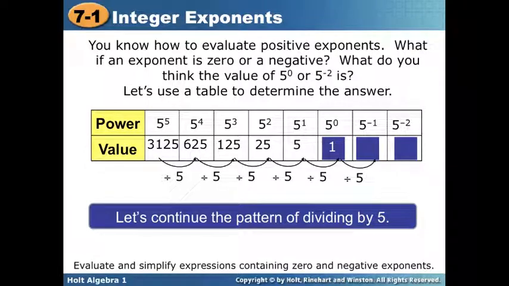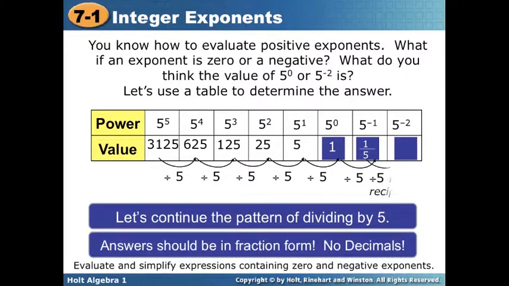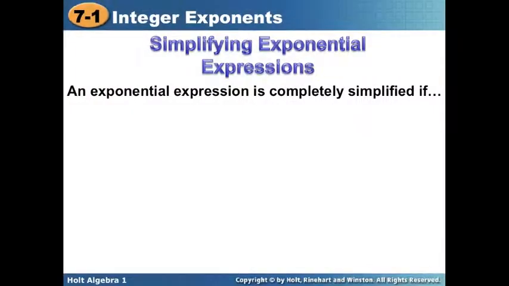5 to the negative 1, if we continue to divide by 5 or multiply by the reciprocal, we get 1/5. Answers should be in fraction form, no decimals for your answers. 1/5 divided by 5, or again, multiply by the reciprocal, you get 1/25.